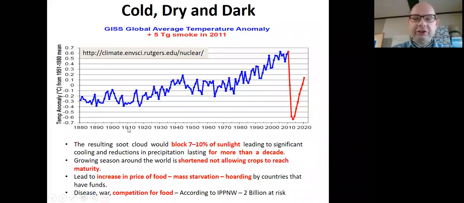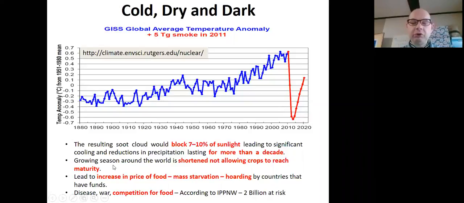And this is what you would see as a function of time. This is the regular temperature anomaly or the global warming effect. And you see how it increases as a function of time. Then if a nuclear exchange, as I've been talking about, would happen, you have a dramatic drop in temperature, which would devastate crops and so on. After about a decade, it will start to creep up in temperature. So the resulting soot cloud would block 7 to 10% of sunlight, leading to significant cooling and reductions in precipitation, lasting more than a decade.